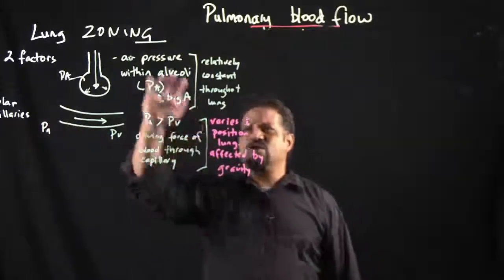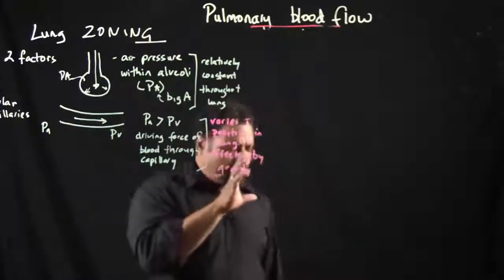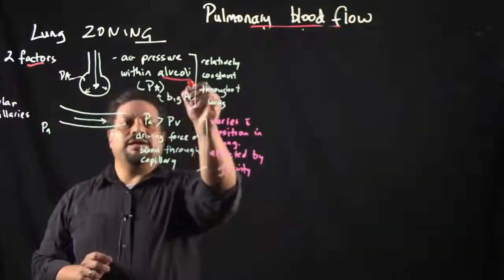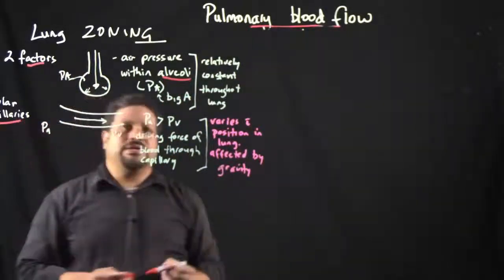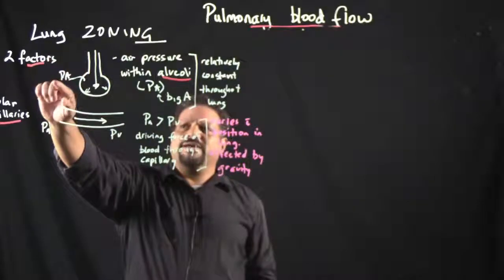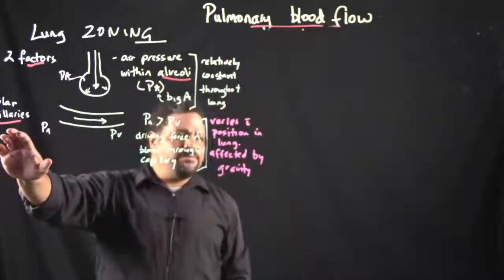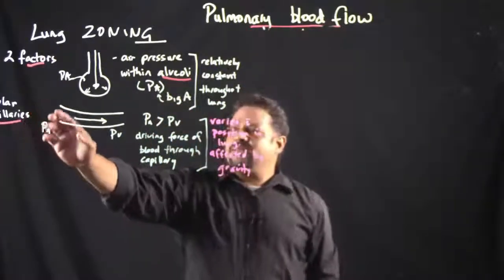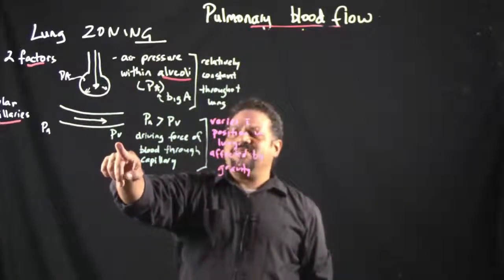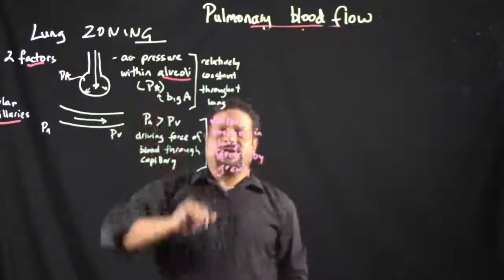Okay, let's talk about lung zoning. Sometimes students have difficulty with lung zoning, and what's important to understand is that there are two different factors. We have the alveoli, and then we have the alveolar capillaries. In the alveoli, we have the air pressure within the alveoli, the PA. That's the first thing we have to understand. Then the second, we have the alveolar capillaries, where the arteriolar pressure drives blood through the capillaries to the venous pressure. That arteriolar pressure is always greater than the venous pressure, and that's the driving force of blood through the capillary.